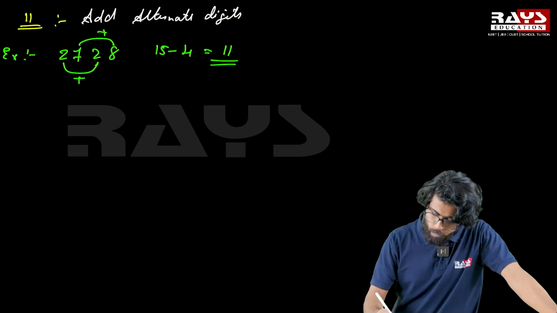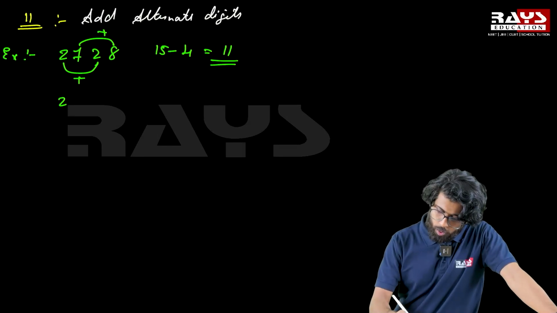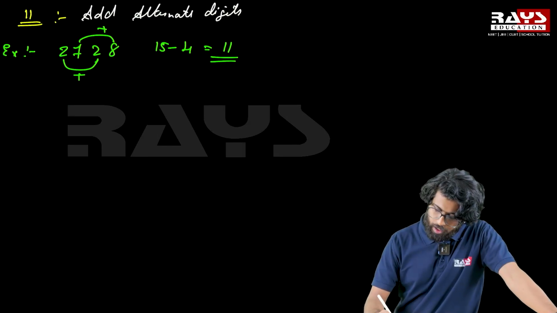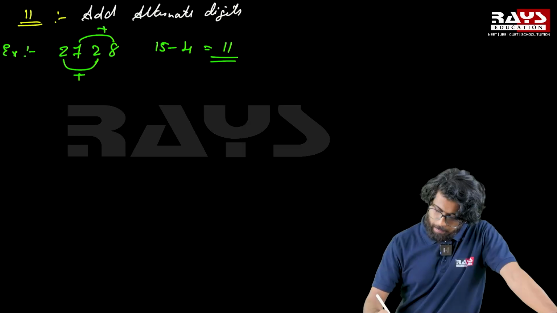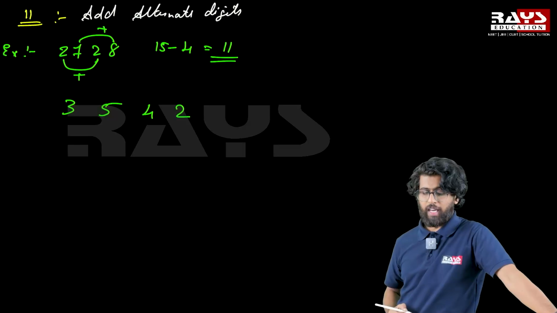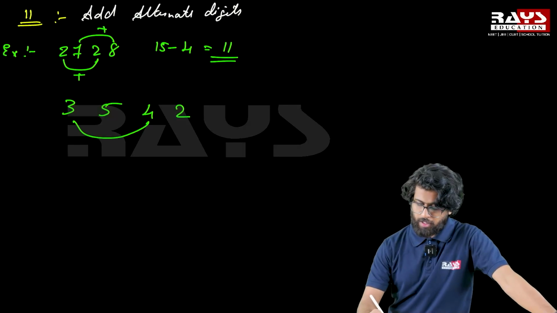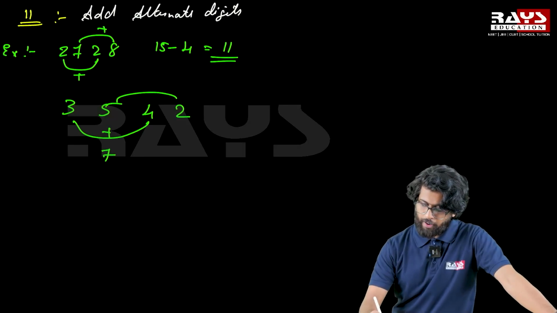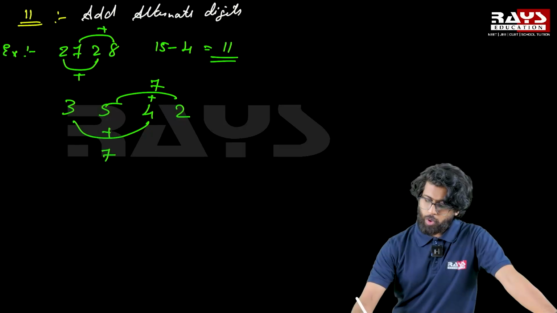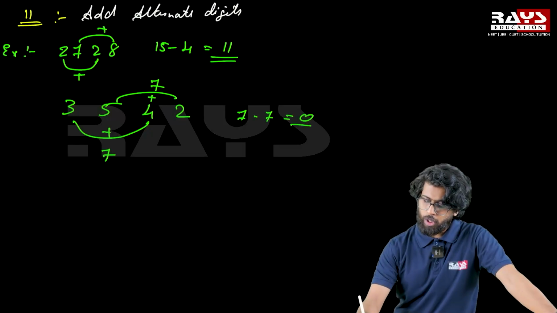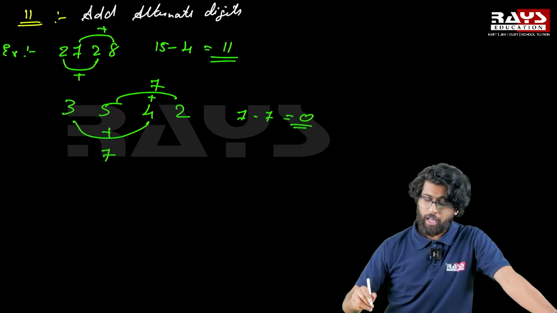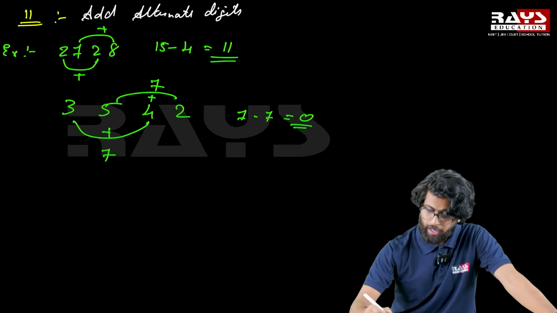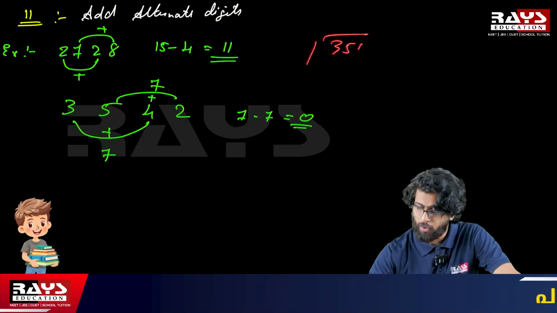Okay, let's check another number: 3, 5, 4, 2. 3 plus 4 is 7. 5 plus 2 is also 7. So here 7 minus 7 is equal to 0. So definitely 3542 will also be a multiple of 11, or divisible by 11. Let's check 3542 divided by 11.